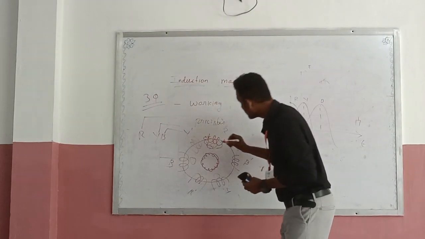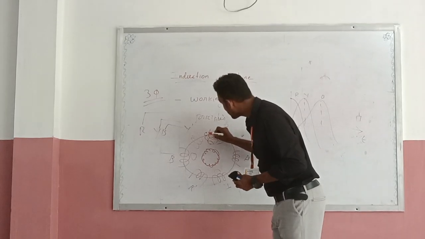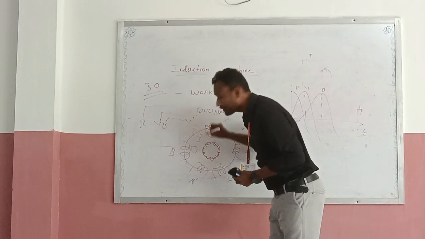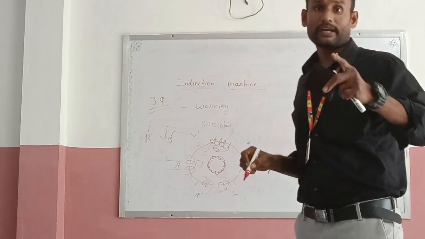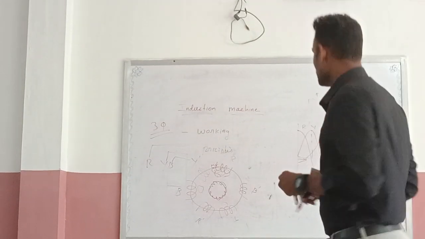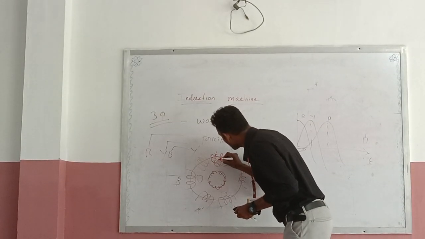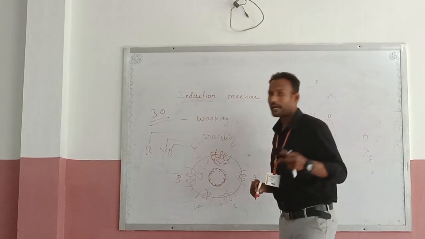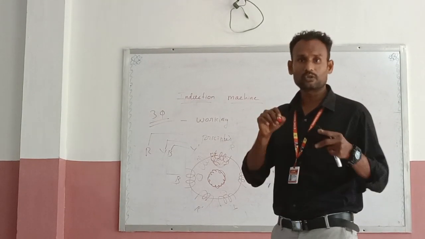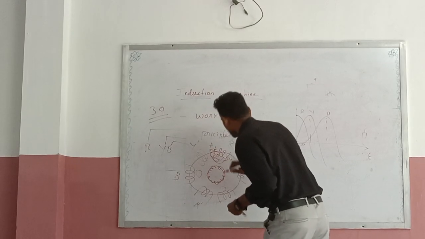Then what will happen? Here the flux is flowing from core to air. We already discussed, right? What is the pole? Core to air, that is the north pole. Then air to core, see, air to core here. Air to core means what? That is the south pole. So here north pole, south pole.